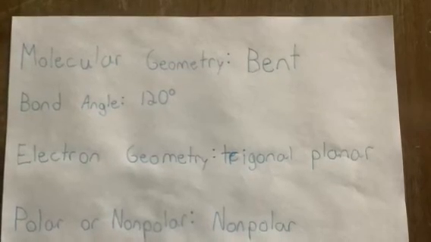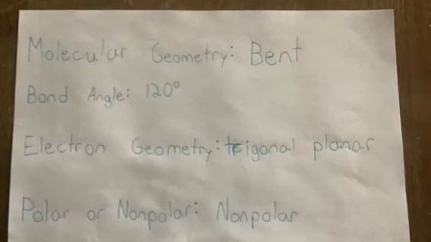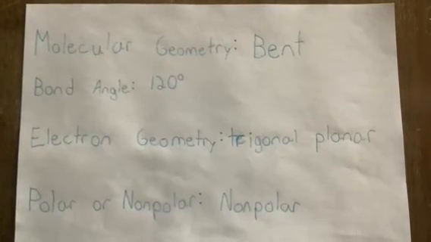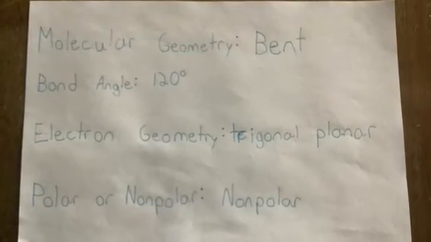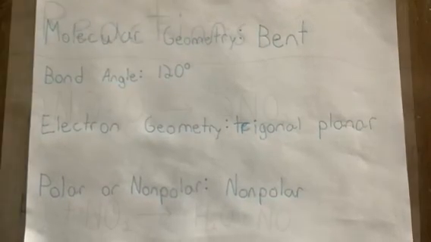According to the chart, the molecular geometry of nitrogen dioxide is bent. The bond angle is 120 degrees. The electron geometry is trigonal planar, and nitrogen dioxide does not follow both of the polar rules, which makes it nonpolar.